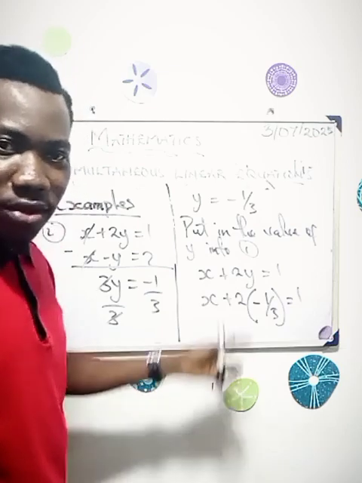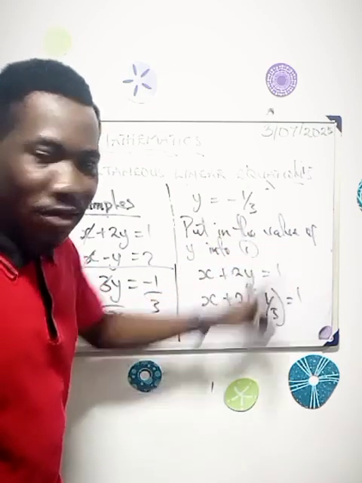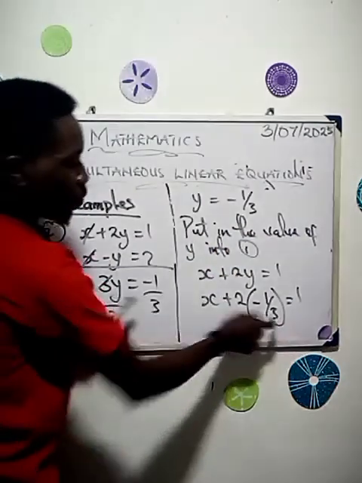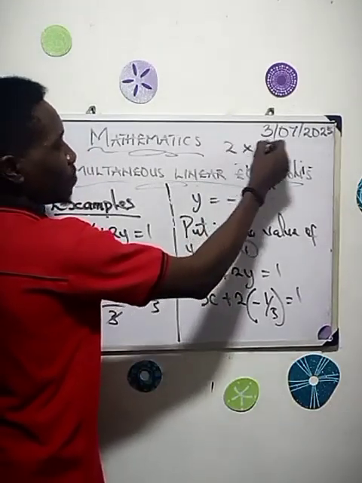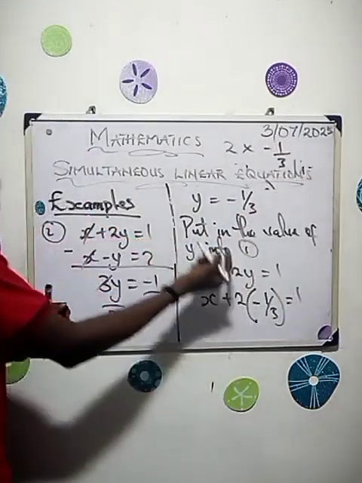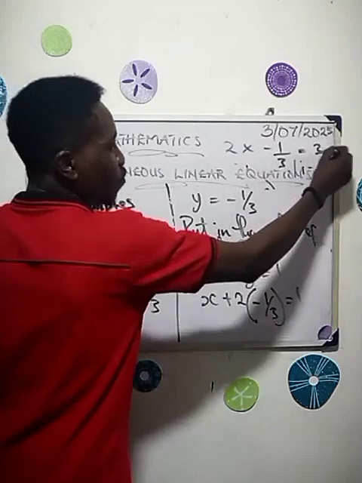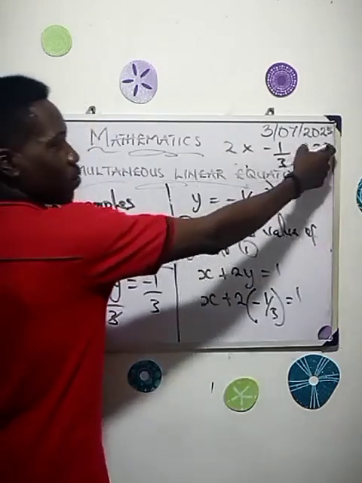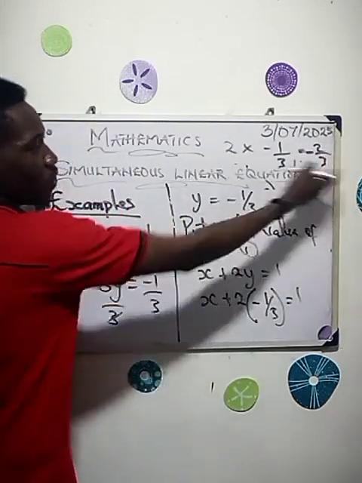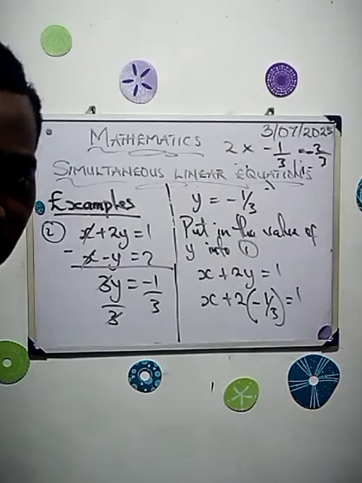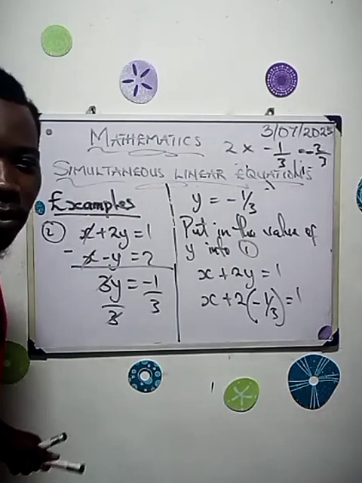I hope you understand. Okay, so what is 2 times minus 1 over 3? 2 times minus 1 over 3 is equal to minus 2 over 3, because 2 times minus 1 is negative 2 over 3. So negative 2 over 3.